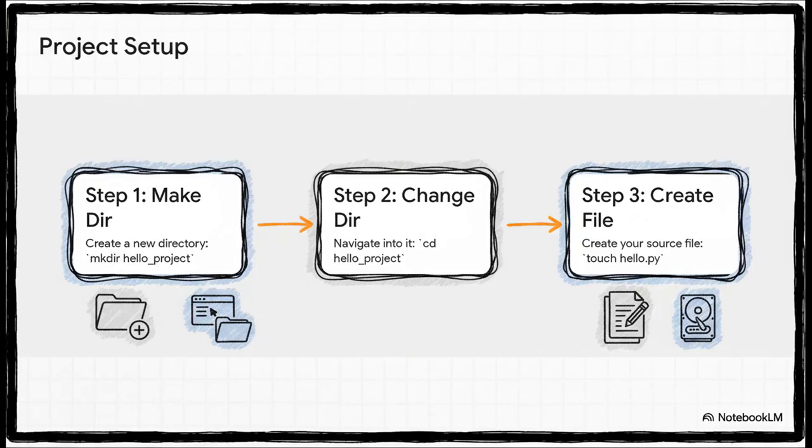And it really is this simple to get started, right? Every single new piece of work, I don't care how small it is, should get its own dedicated directory. It's a simple 3-step dance on the command line. Make the directory, change into it, and create your first source file. This habit alone will save you from so much chaos down the line.